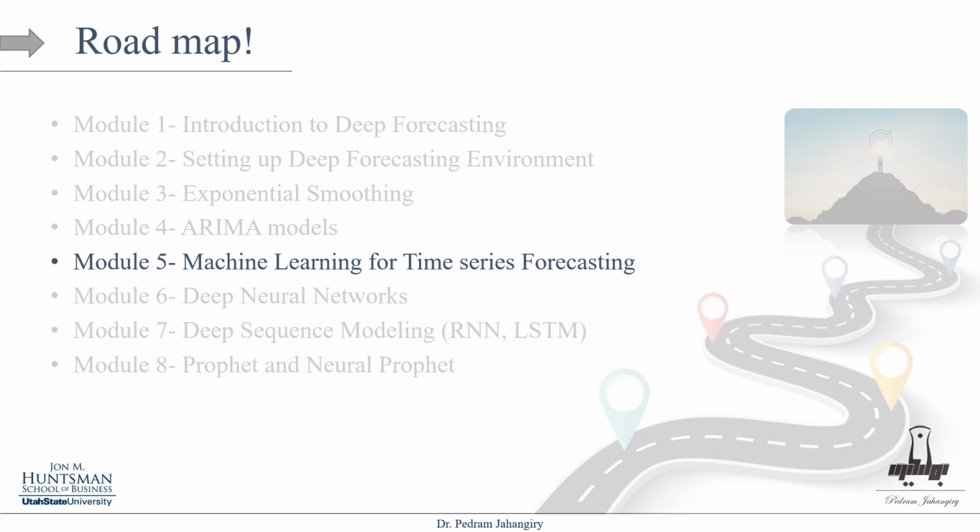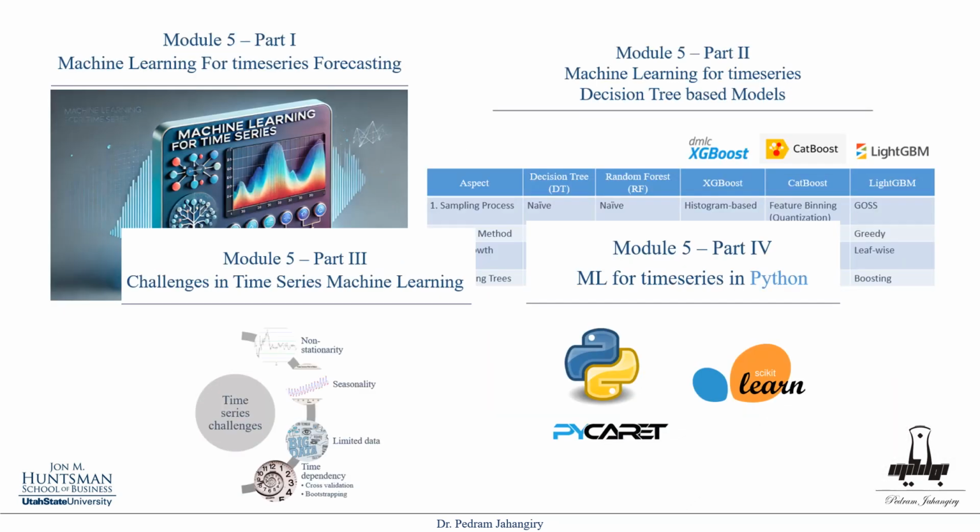Alright, let's wrap up the theory section of our module number 5, machine learning for time series forecasting. In part 1, we talked about fundamentals of machine learning for time series forecasting. In part 2, we talked about decision tree-based models. We looked into the intuition behind these models and we discussed why these models are different from each other and how they are different from each other.